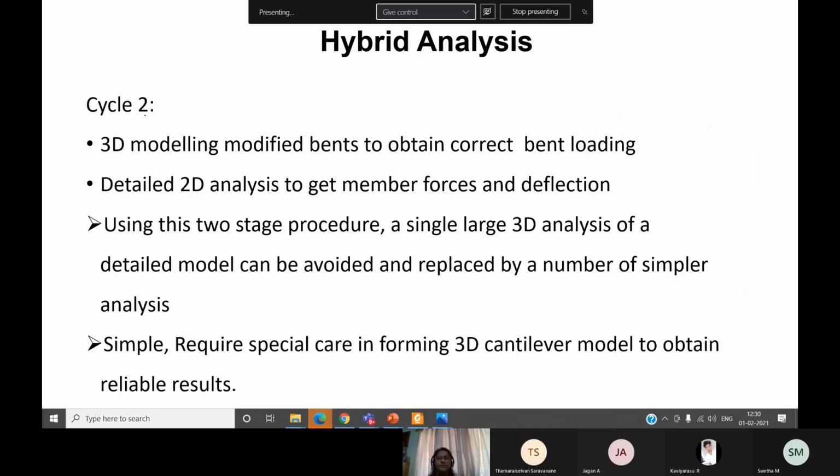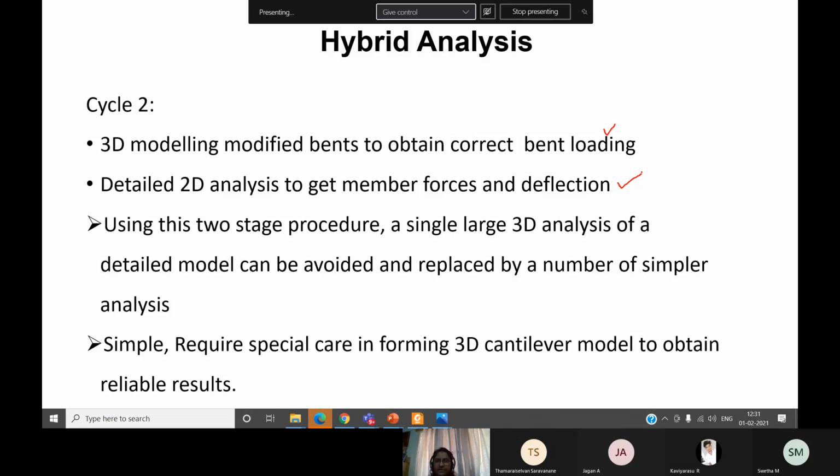Now in cycle 2, once you adjust the member sizes and the member forces, then again you can go for a 3D modeling of the modified building. When you did the initial 3D, you got approximate values. When you do the 2-dimensional analysis, you get the exact member sizes. Then you correct the vertical members in the model. Again you do a 3D modeling of the modified building to obtain the correct loading. Then you go for a 2D analysis to get the member forces and deflection. Okay, so like 2 cycles, a 2-stage approach you can do.